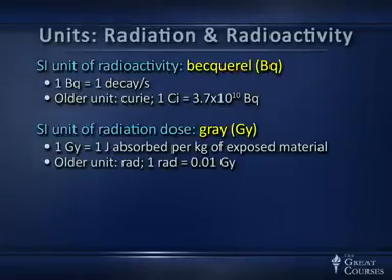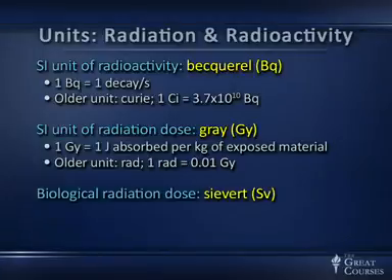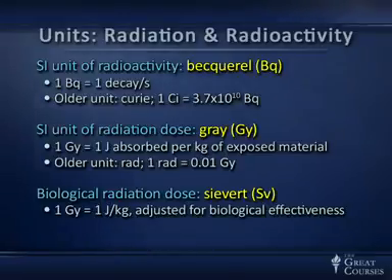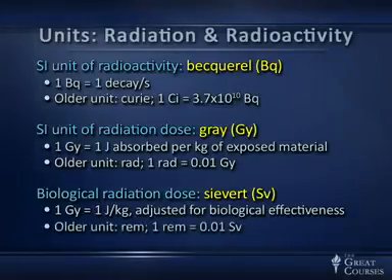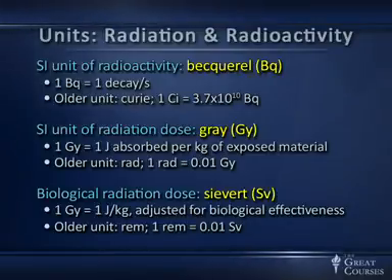But what you probably have heard of is the sievert, symbol Sv. That's the measure of biological radiation dose. It means the same thing as the gray. 1 sievert is 1 joule per kilogram, but it's been adjusted for biological effectiveness of different kinds of radiation. An older unit is the rem, which is 0.01 sieverts. So those are units you've heard about.